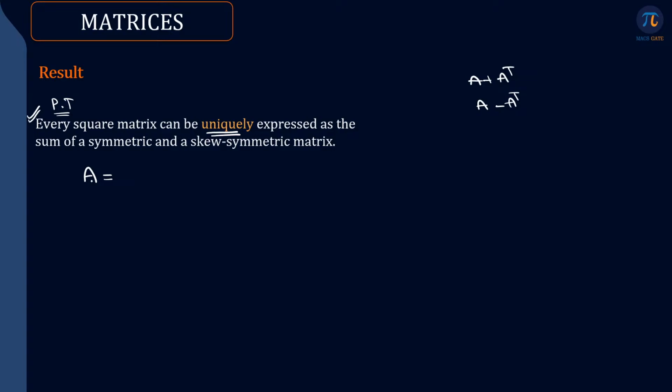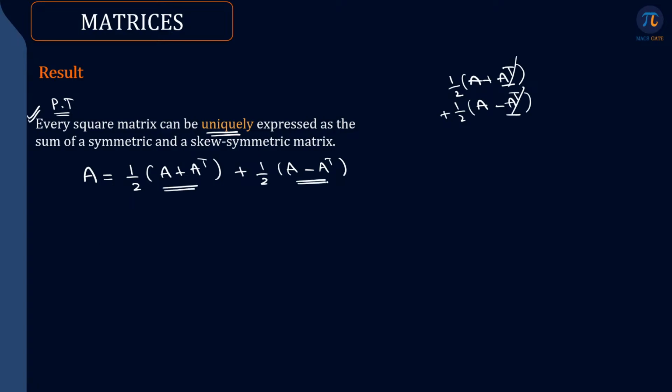So we write A is equal to half into A plus A transpose plus half into A minus A transpose. You can write it like this. Yes or no? Yes, because if you write half of this plus half of this, what happens? Half A plus half A will be full A. Half A transpose minus half A transpose cancels. So these two cancel, and you are going to get A. Now here this one is symmetric and this one is skew symmetric.